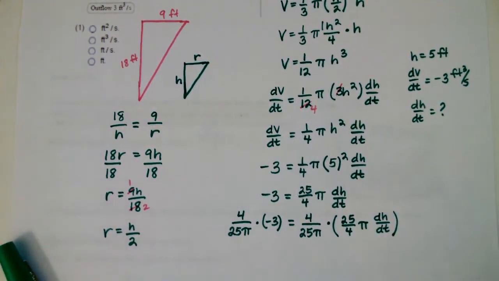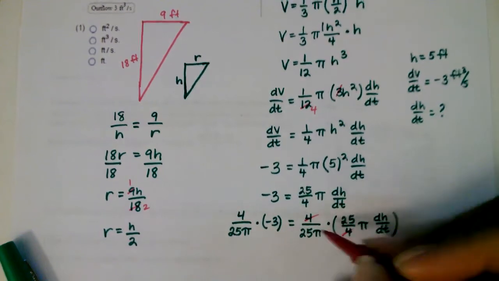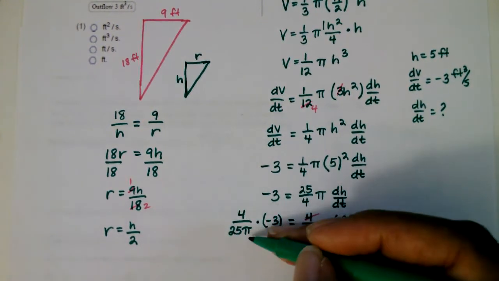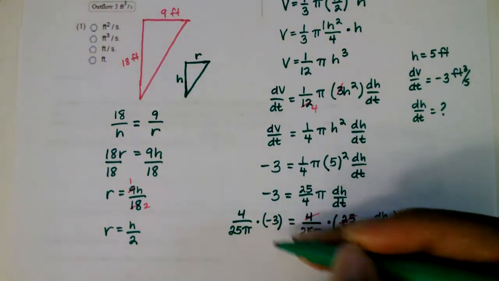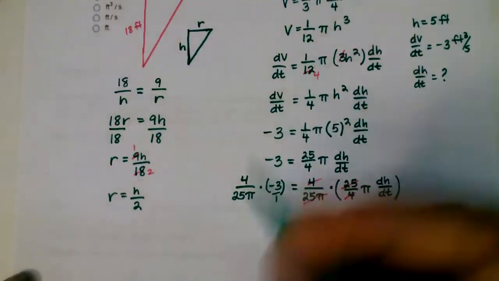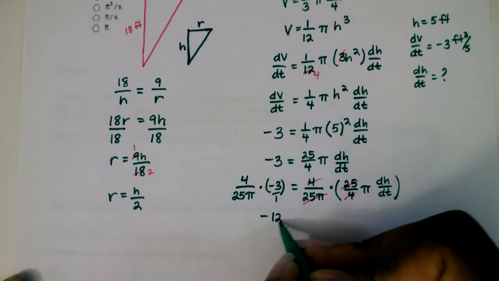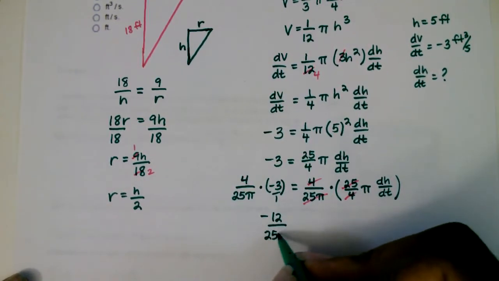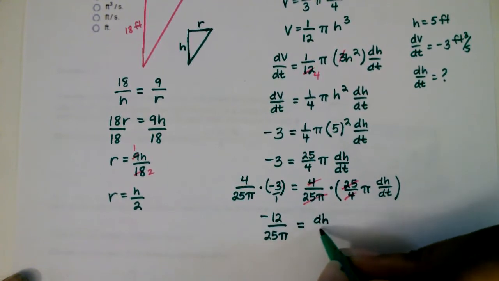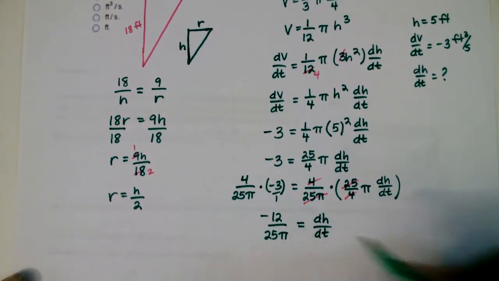Now, as you're going to see on the right side, the 4 will be gone. 25 pi would be gone. Now, if I multiply 4 over 25 pi times the -3, which is like -3 over 1, I'm going to have -12 over 25 pi. And that's equal to dh dt.